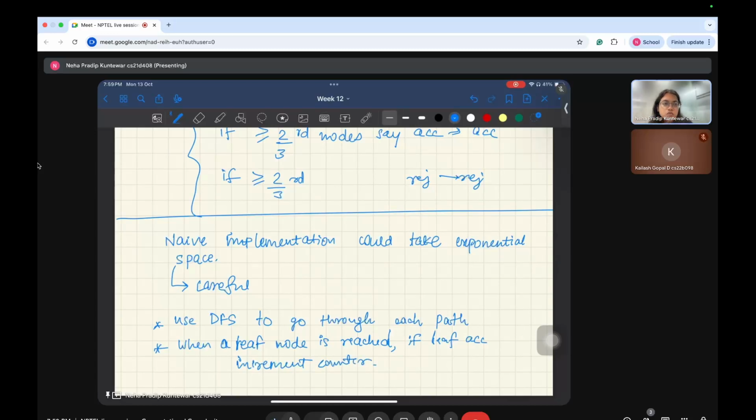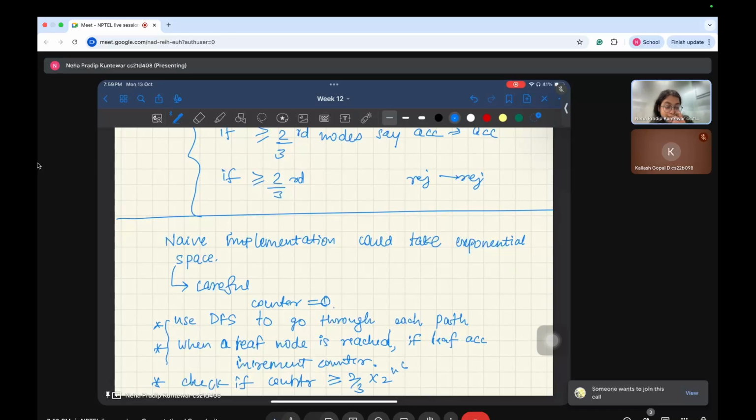Otherwise you don't change the counter, and initially of course the counter is set to 0, and at the end, once all the paths are exhausted, we check if the counter is at least two-thirds of the total number. If yes, then we're going to accept. If not, then we're going to reject. Okay.